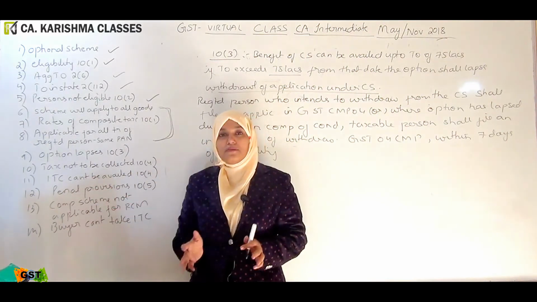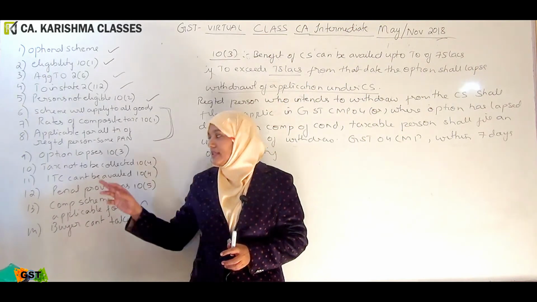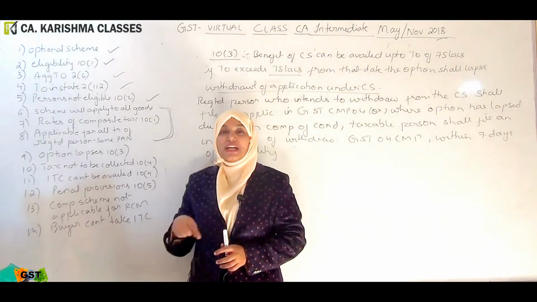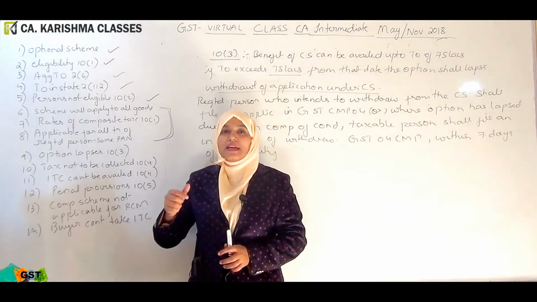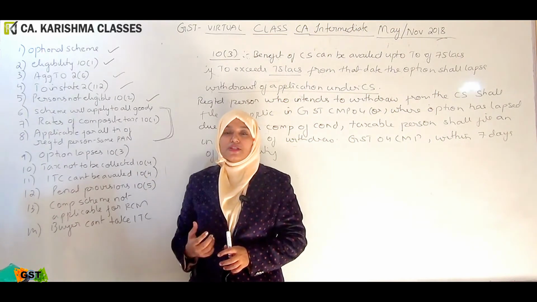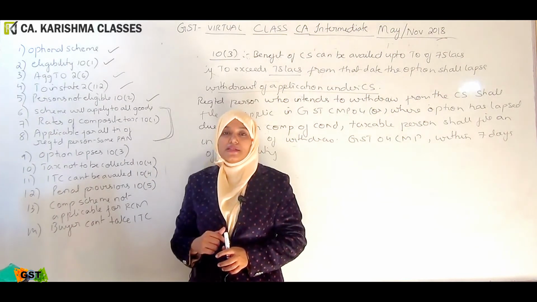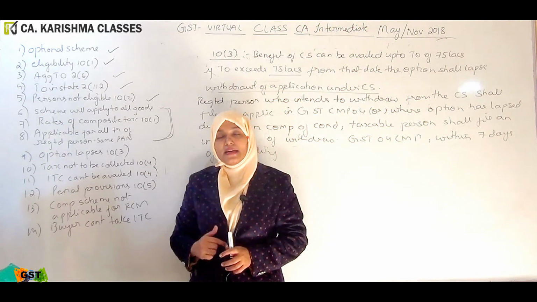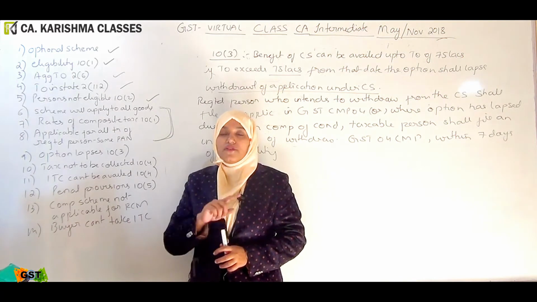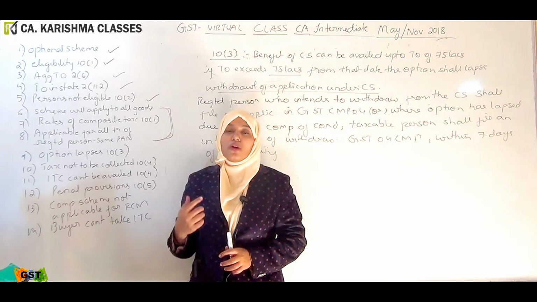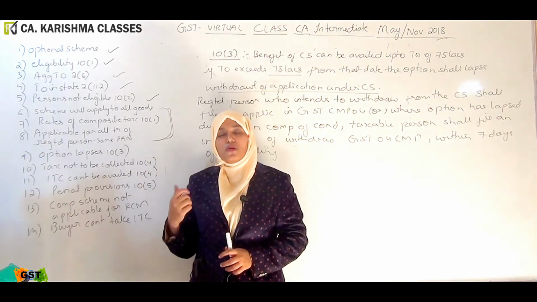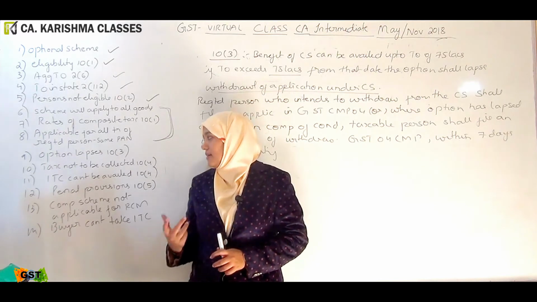Then we know the biggest disadvantage of this scheme is that ITC cannot be availed. Because of this, the ITC chain is breaking, so to some extent a cascading effect will happen. The supplier who is a composition supplier cannot take ITC on purchases done by him, and he cannot pass on the benefit of ITC to his buyer. If it's a B2B transaction, his buyer will not be able to take any ITC benefit. And the government is okay with this because they are giving a small rate of tax.